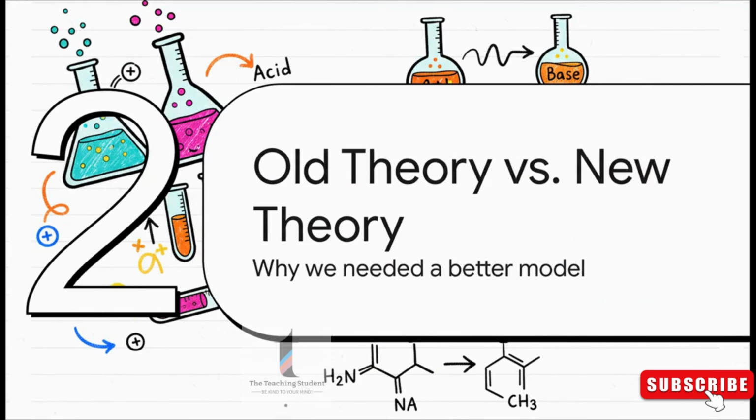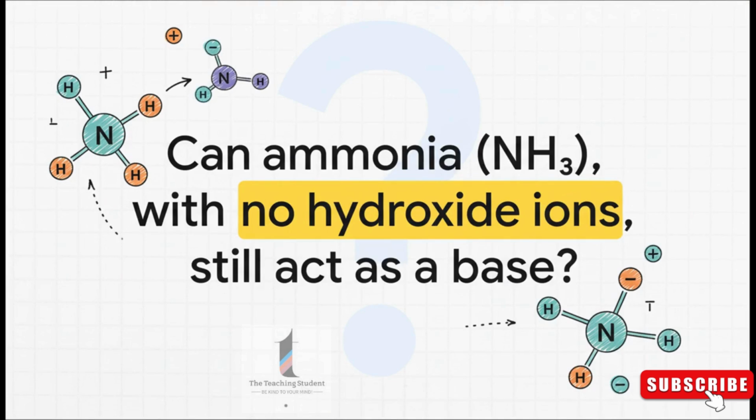Okay, so you might be wondering, why did we even need a new theory? Well, like all good science, our models have to evolve to explain more about the world. And the Bronsted-Lowry theory was a huge leap forward from what came before it, the Arrhenius theory. And here's the perfect example of where that old theory just kind of fell apart. The Arrhenius theory said a base is something that makes hydroxide ions, OH-, in water. But look at ammonia, NH3. There's no hydroxide in that formula. None. Yet, we know it acts like a base. So how do we explain that?